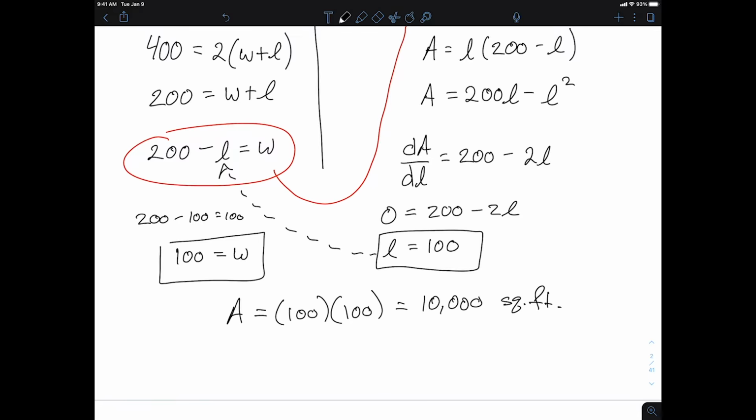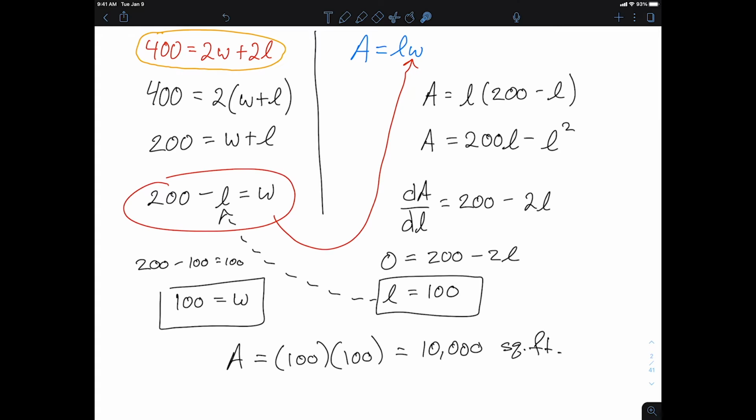All right. So we've got our solution. The dimensions of our rectangle should be that the length and the width are equal, so we really want to build a square fenced-in area to maximize our area when we have a finite amount of fence to use.